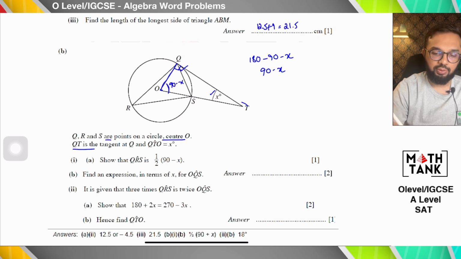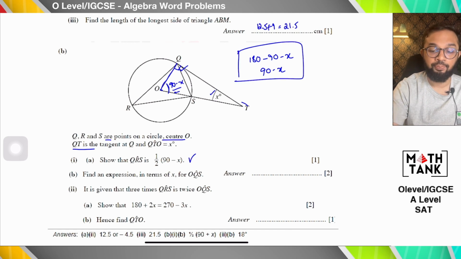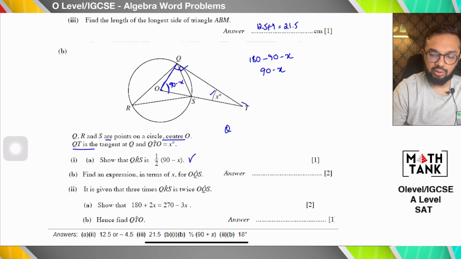Okay, then we have the property of the circle that says that the angle formed at the center is twice that at the circumference. So in order to end up at the circumference, I'm going to do half. So that is half of 90 minus x. How do you show this? You basically show this calculation that I've shown you. Okay, and then you can write down that QRS is half of QOS, so half of 90 minus x.